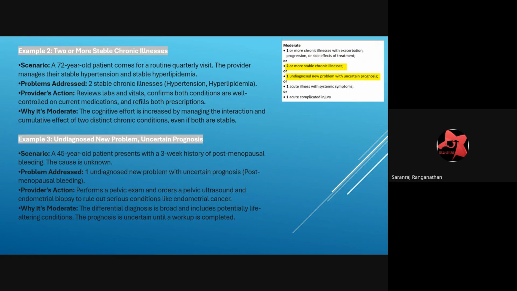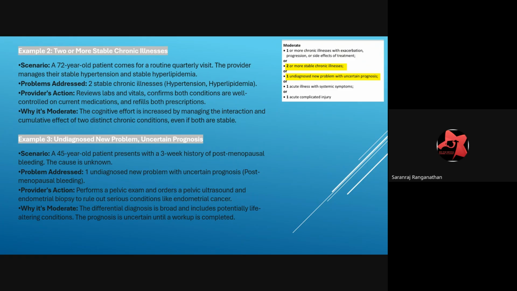Then, undiagnosed new problem. Say, for example, you've been diagnosed with a lump or cyst in the breast. Now we are not sure, unable to identify. You may get a pain, mastalgia also you may get. We're not sure what is the reason for the pain, what would cause this pain. You are not able to diagnose it. You don't know what the condition is.